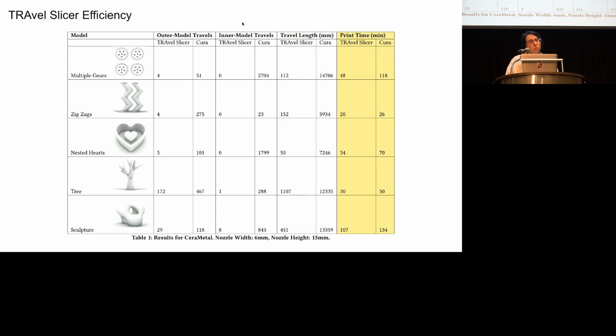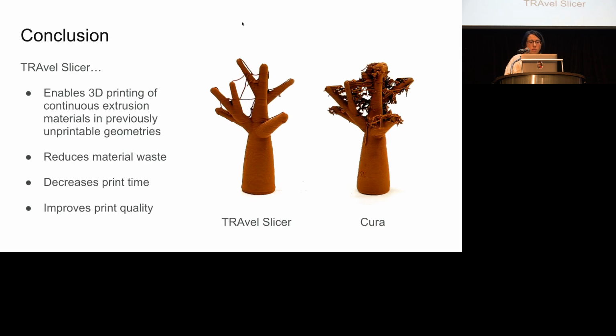Print time was reduced for all the models, and in the cases of the gears and the nested hearts, it was reduced by more than half. We had similar results for the prints in PLA for all of these categories as well.